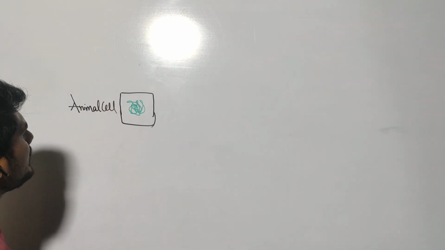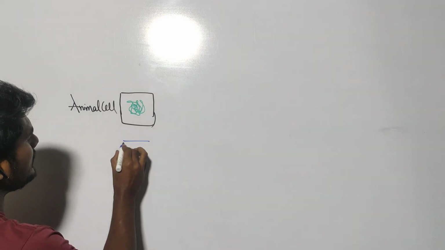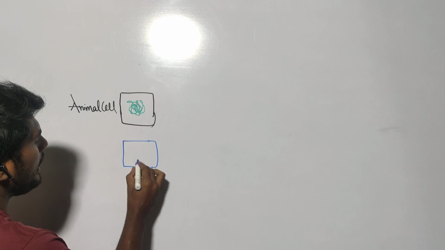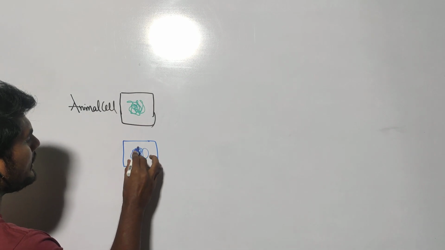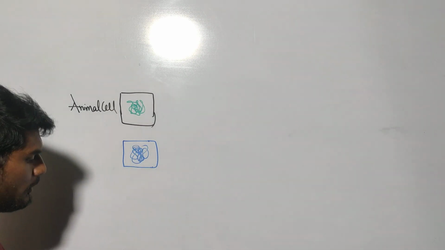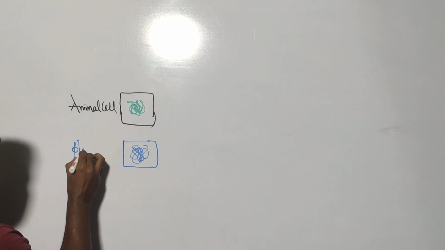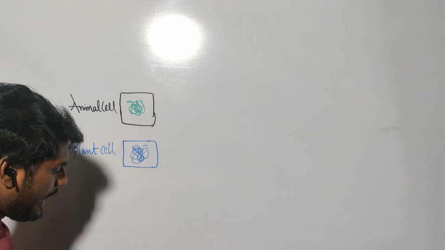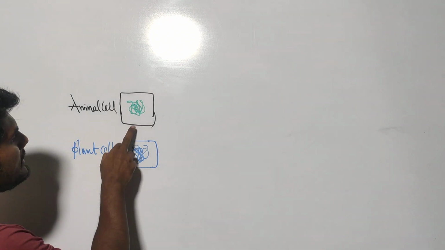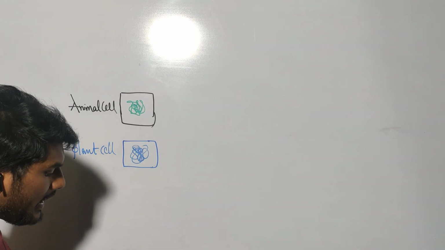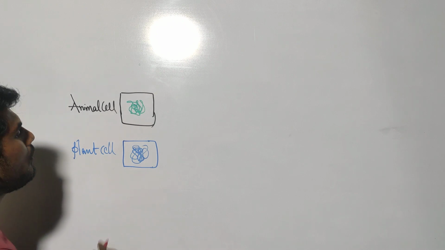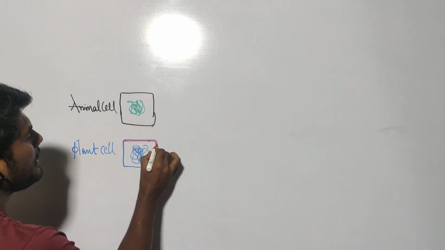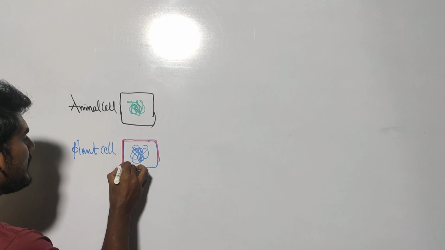Next, I have taken one more cell. This is one more organism's cell, and the cell definitely contains a nucleus. The nucleus contains the DNA molecule. And this is whose cell? Plant cell. After that, you might know there is the cell membrane, and in a plant there is the presence of a wall. What wall? Cell wall, like this, which is very rigid.